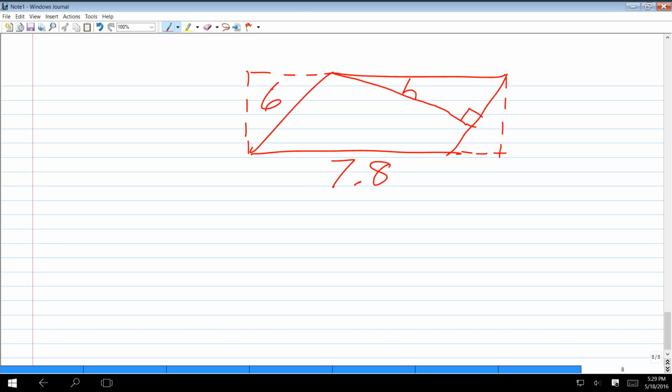Do they give you any other measurements besides the 6 and the 7.8? Yeah. So that's 7.8 up there. Oh yeah, 6.5 is the slant height. 6 is just the height of the dotted line. Oh, the vertical height. Okay, so that's 6 there. I got all my dimensions right? Yeah.